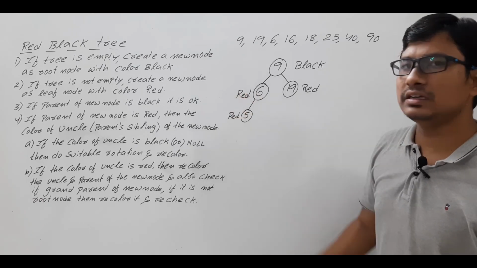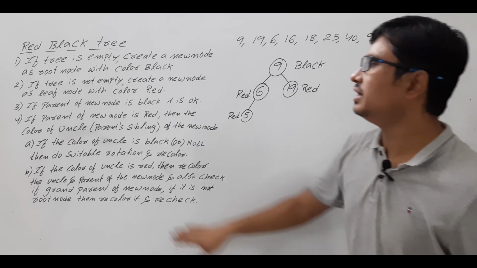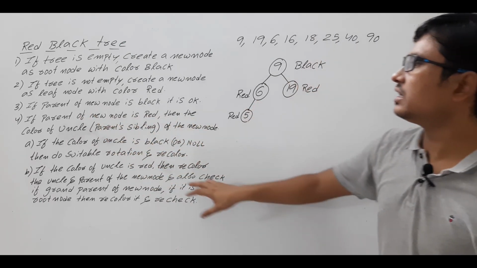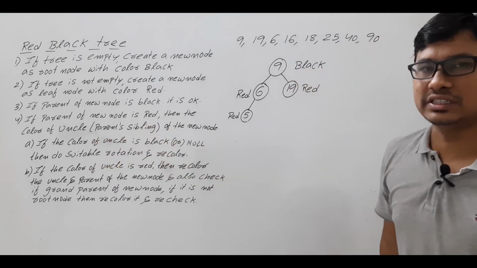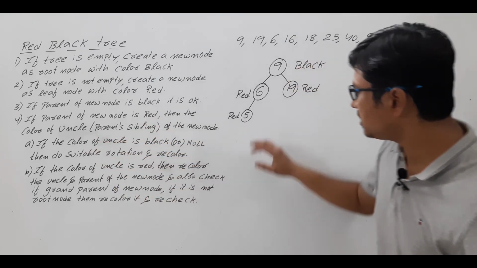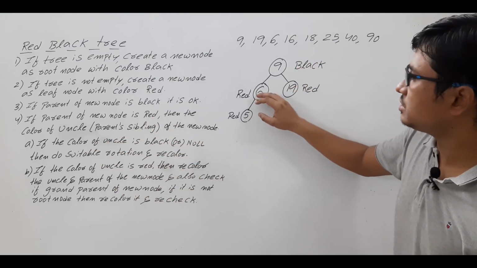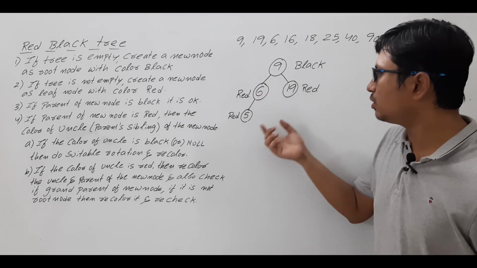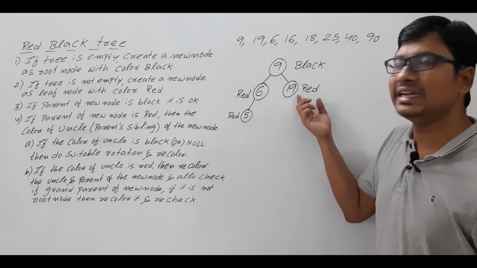So this is a red conflict. If the parent of the new node is red, then you need to check the color of the uncle. What is the color of the uncle? This node is the parent. Now the parent's sibling will become your uncle. So you are checking the 19 here.